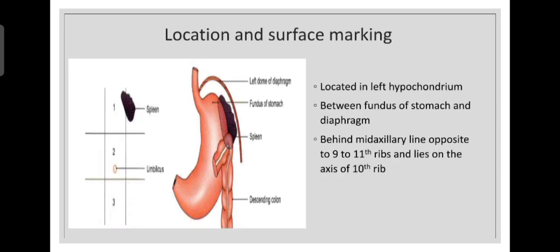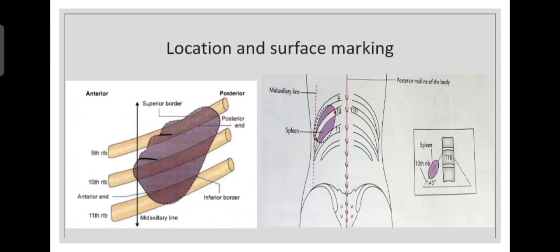Location and surface marking. See here, the spleen is located in the left hypochondrial region, just behind the fundus of the stomach and in between the fundus of stomach and the dome of diaphragm, that is the left dome of diaphragm. Okay. This is the location of spleen. It is located behind the mid-axillary line. See here, this is the mid-axillary line. It is located behind the mid-axillary line with its axis along the 10th rib and its superior border at the 9th rib and its inferior border at the 11th rib.